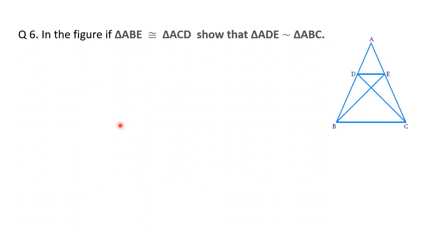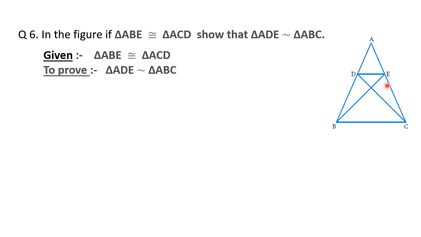Now let's take question number 6 of this exercise. In the figure, if triangle ABE is congruent to triangle ACD, we have to show triangle ADE is similar to triangle ABC. That is, small triangle ADE is similar to big triangle ABC. Now remember, it is given that triangle ABE and triangle ACD, these two triangles are congruent, and we have to prove the small triangle ADE is similar to the big triangle ABC.